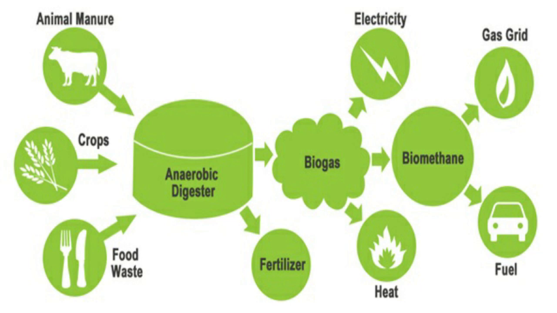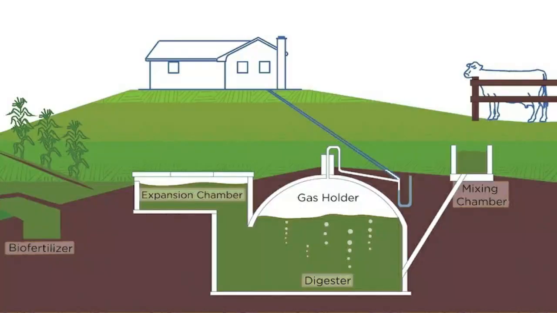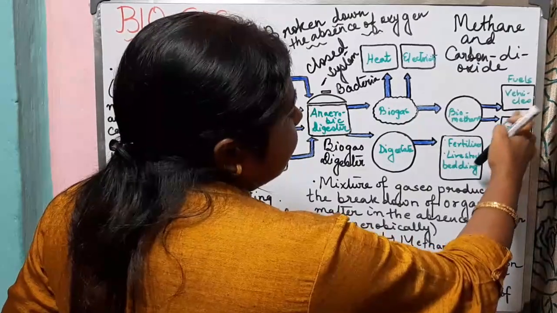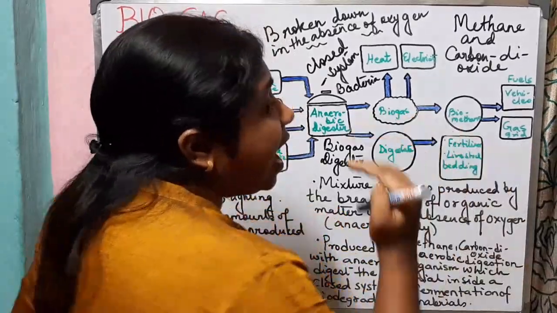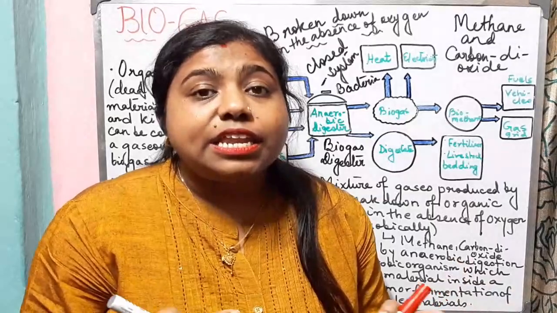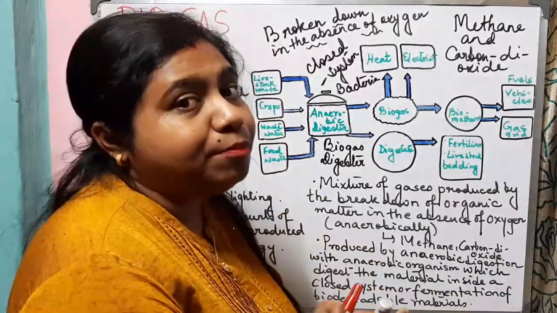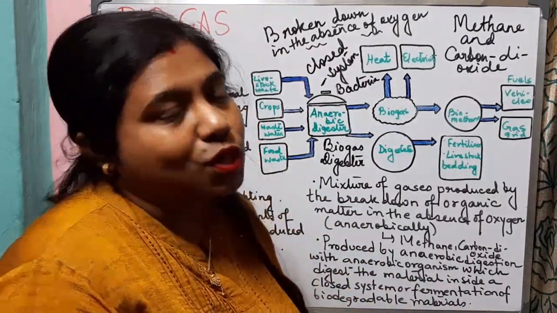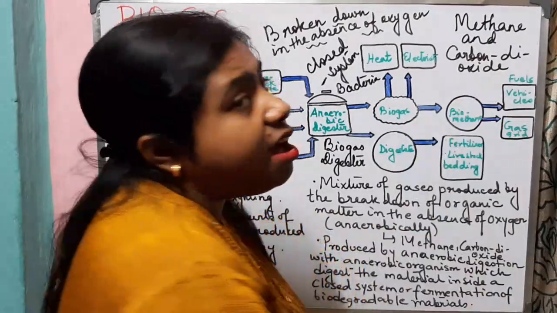Now the biogas that is obtained is used for heating and to generate electricity. And the leftover in the anaerobic digester is used as a fertilizer, that is an organic manure, and also in livestock bedding. Also we utilize the biogas in the gas grid, and the biogas can replace CNG, compressed natural gas, and it can be used as a clean source of fuel to run vehicles.